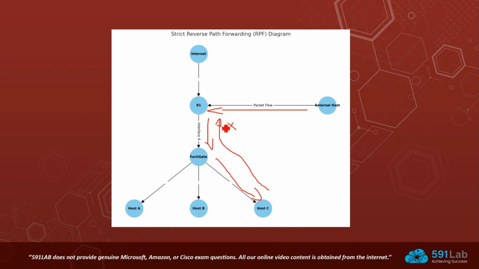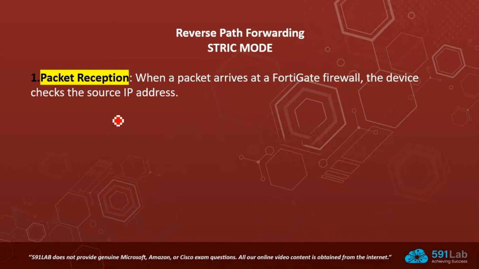And there are two types of RPF. That means two types are available for reverse path forwarding. The first one is feasible path, normally known as loose mode, and the second one is strict mode. This question is asking about strict mode. Okay, let's understand what strict mode is in reverse path forwarding. In this mode, FortiGate also verifies that the matching route is the best route in the routing table.